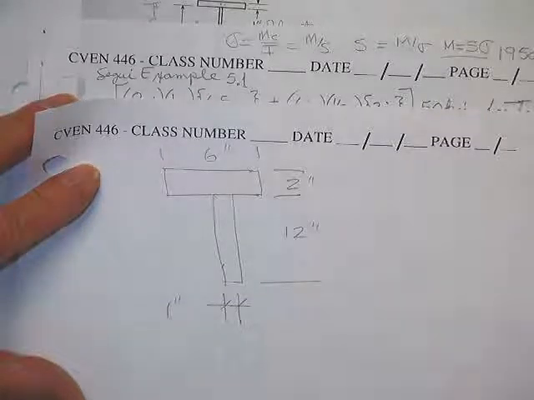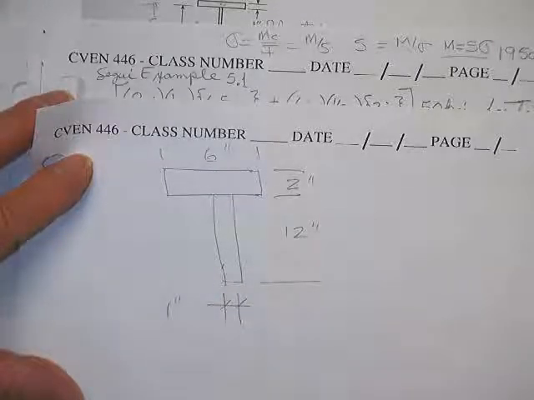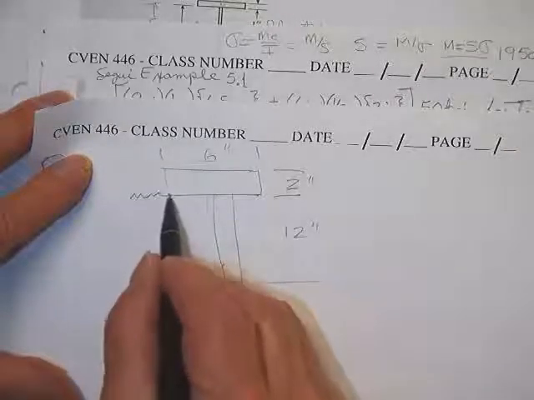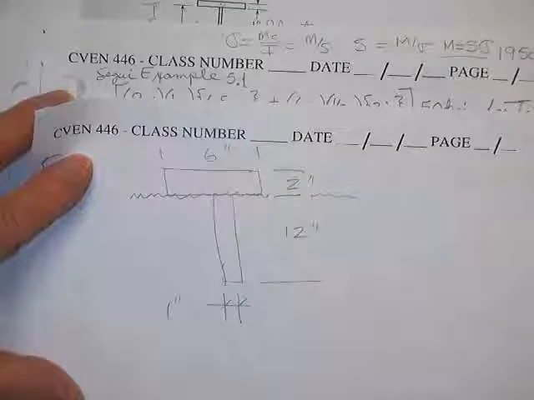Back up. Well, no, where is it? You tell me where to put the line for the plastic neutral axis. That's correct. Why is it located 12 inches from the bottom, 2 inches from the top?